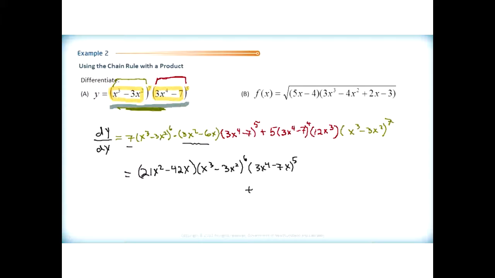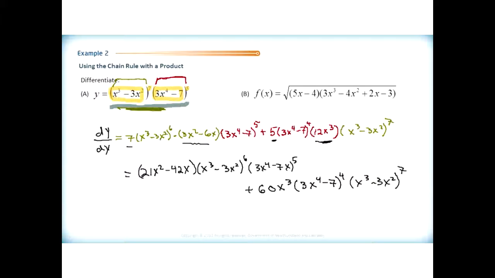And then the second part of what we had there, I'm just going to multiply the monomial times this coefficient. So 5 times 12 is going to give us 60x cubed, and we're multiplying that now by (3x to the power of 4 minus 7), all to the power of 4, sorry, and then (x cubed minus 3x squared) all to the power of 7. So there's that lovely derivative.